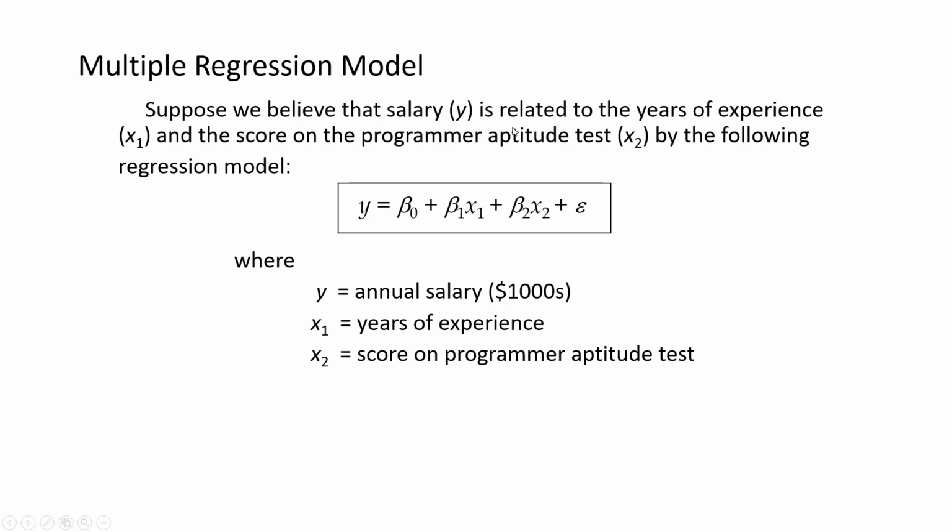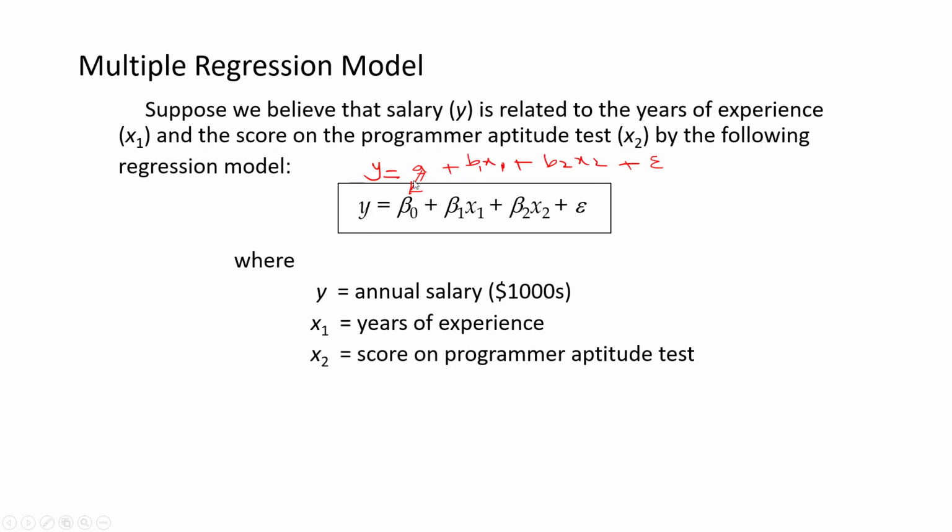Suppose we believe that the salary y is related to the years of experience x1 and the score on the programmer aptitude test x2 by the following regression model. The most important thing is that you need to construct a linear regression model. The mathematical regression model is y equals a, plus b1 x1, plus b2 x2, plus this error term. Normally we do not write this error term. So this will be your multiple regression analysis.